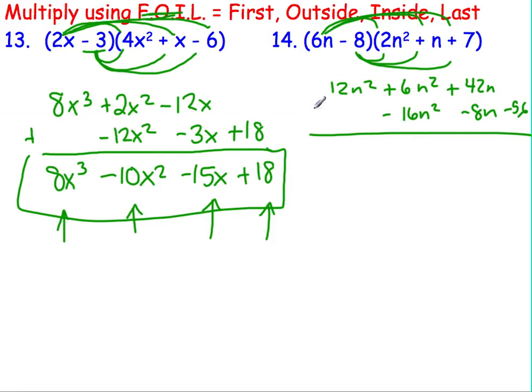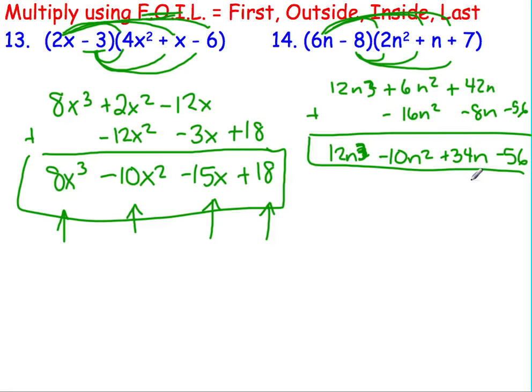I'll then add these two polynomials together. I'll have 12n cubed. This would be negative 10n squared. This would give me 34n minus 56. Okay, that's all we're looking at today.